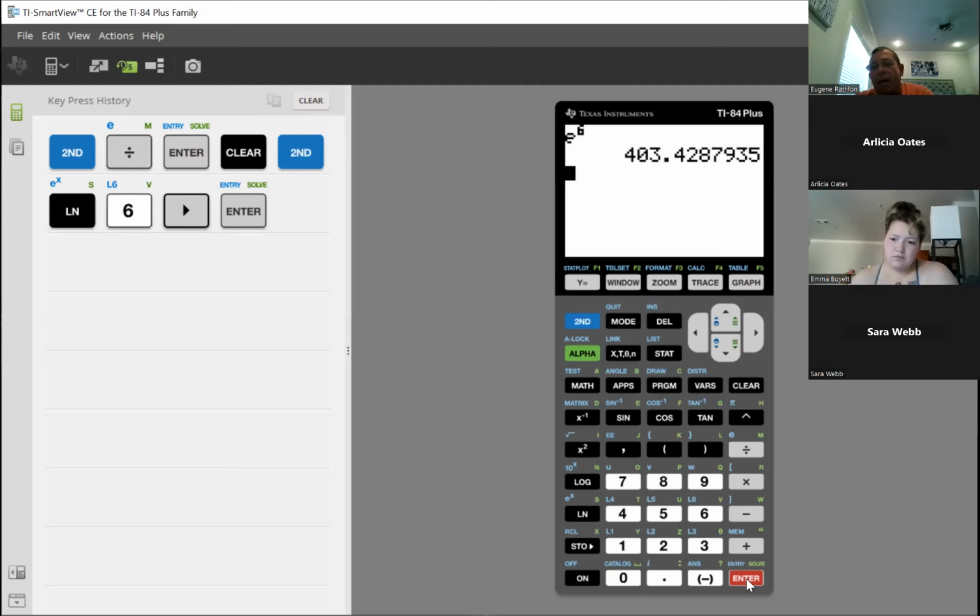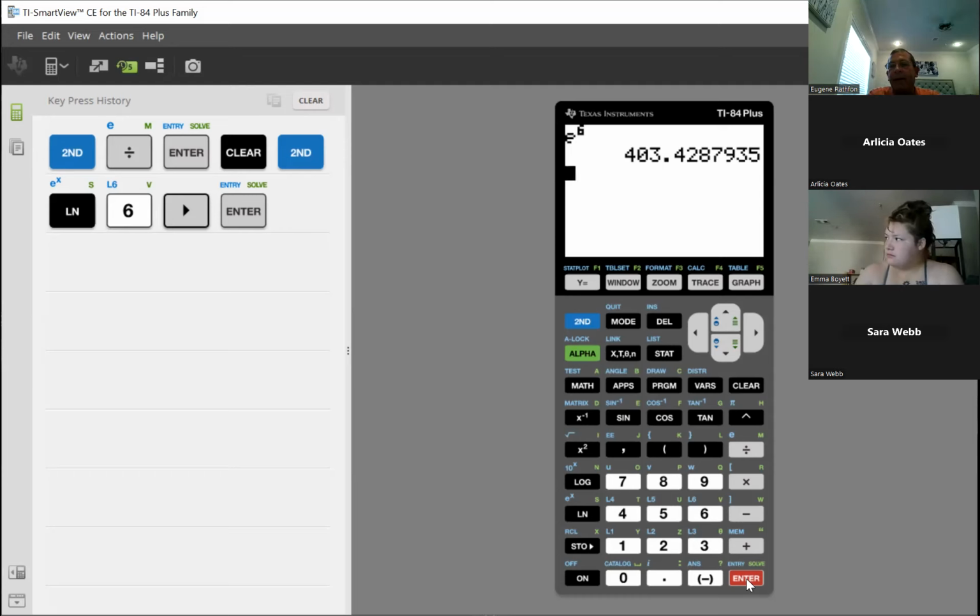So if you're rounding it to 4 places, you've got to look at the 5th number. If the 5th number is 5 or greater, you're going to round the 4th number up. If the 5th number is 0 through 4, you're going to leave the 4th number alone. So our 5th number is a 9, which is 5 or greater. So that means the 4th number, which is a 7, will round up to an 8. So that I get 403.4288.